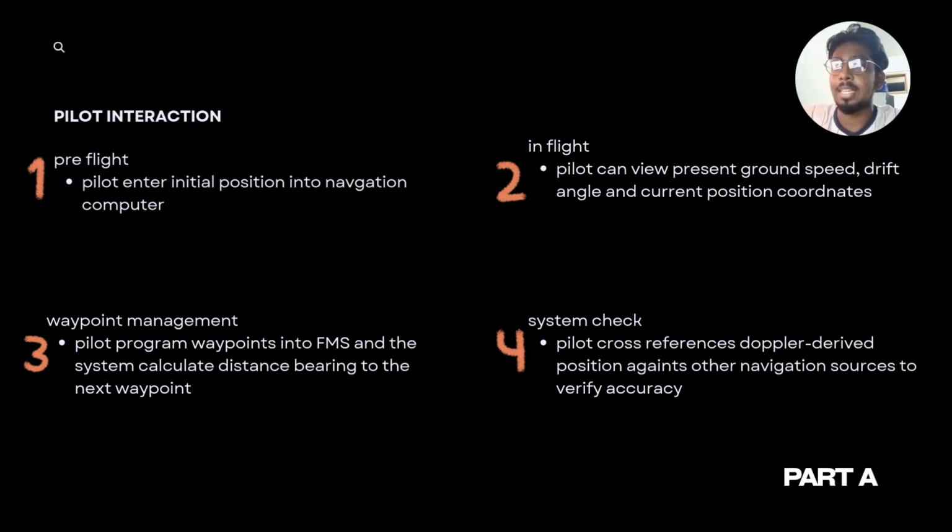About the pilot interaction, the pilot enters the initial position into the navigation computer. Then the pilot can view present ground speed, drift angle, and current position coordinates. Next, the pilot programs waypoints into the FMS and the system calculates distance and bearing to the next waypoint. Finally, the pilot cross-references the Doppler-derived position against other navigation sources to verify accuracy.